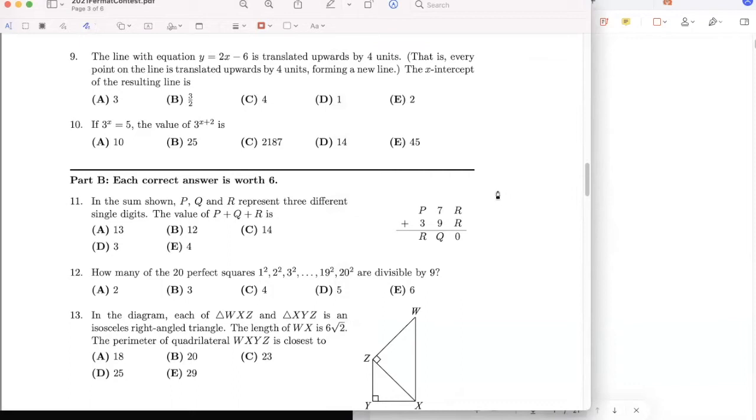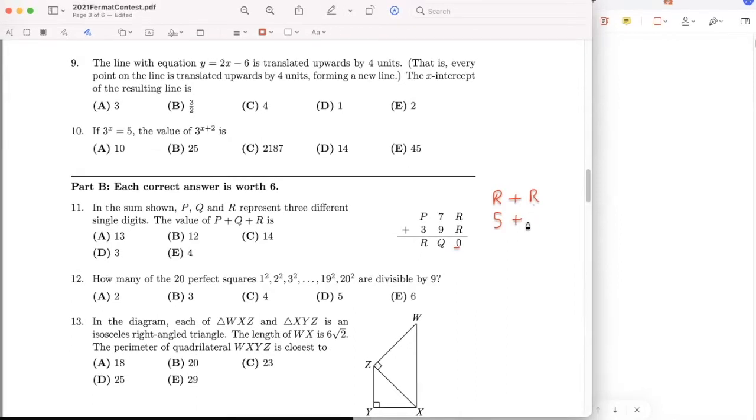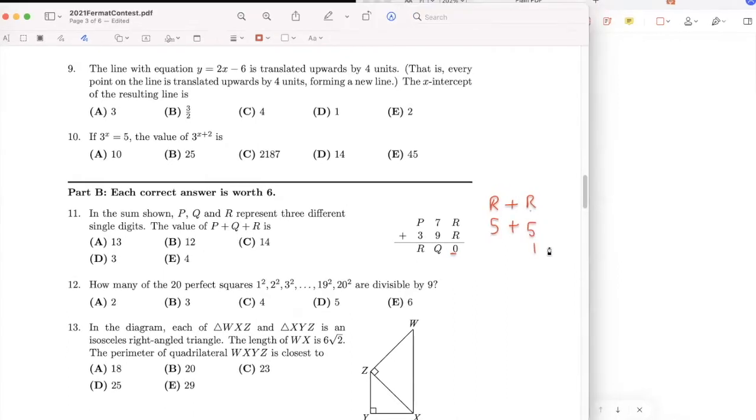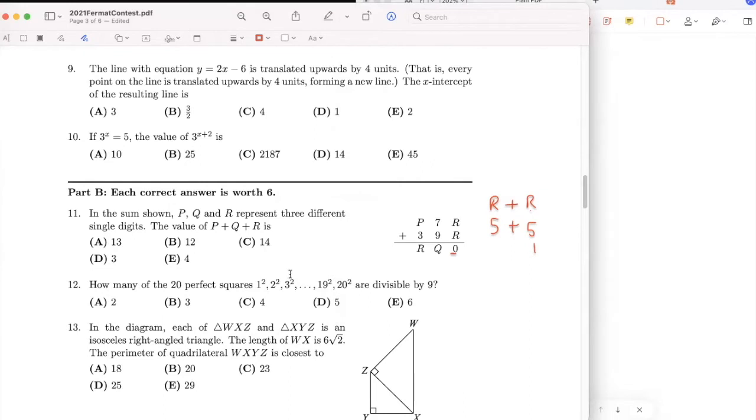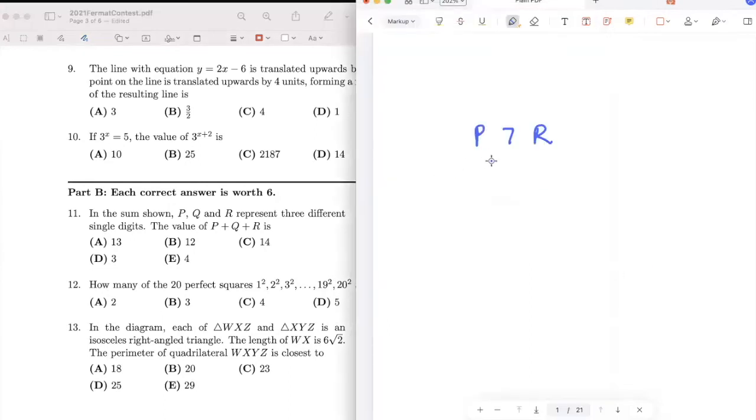So we know that R plus R has to end in 0. So it could be 5 because 5 plus 5 is 10. Let me write here P7R, P7R, and 39R. 39R gives you RQ0.